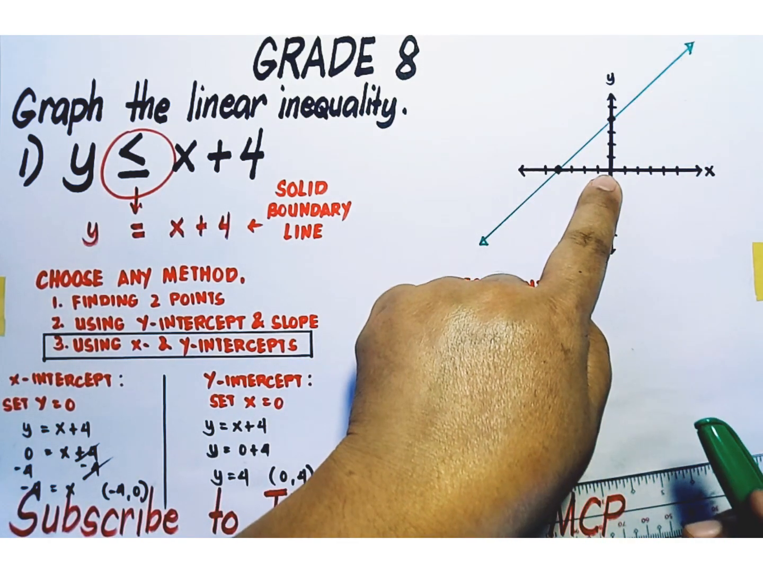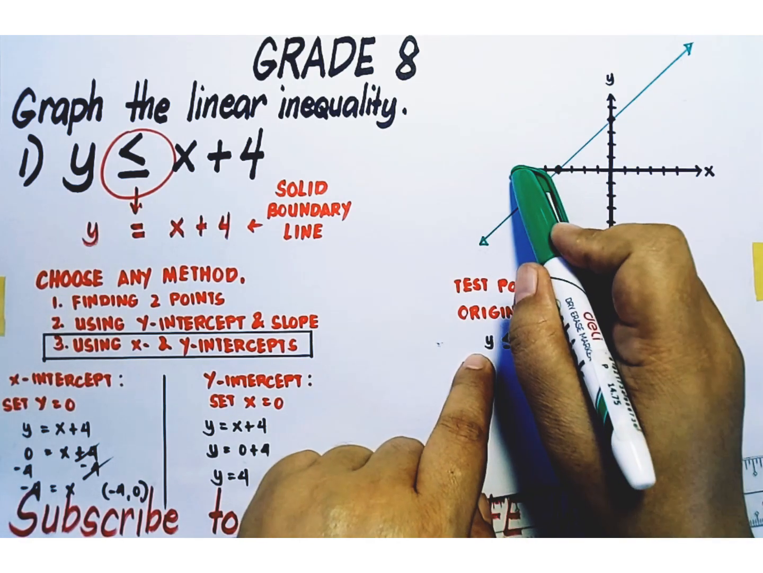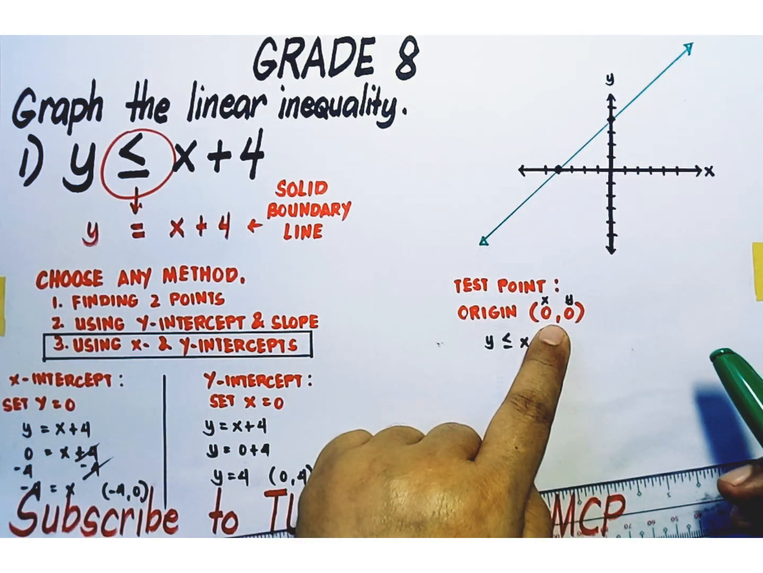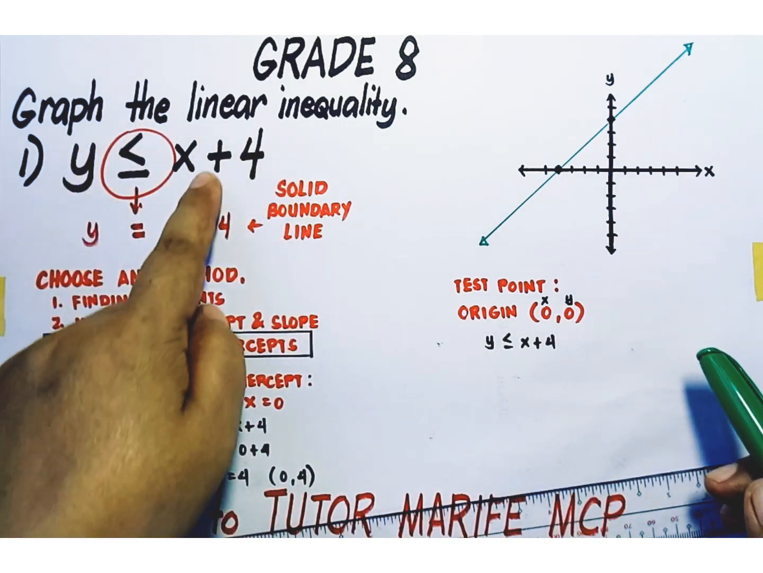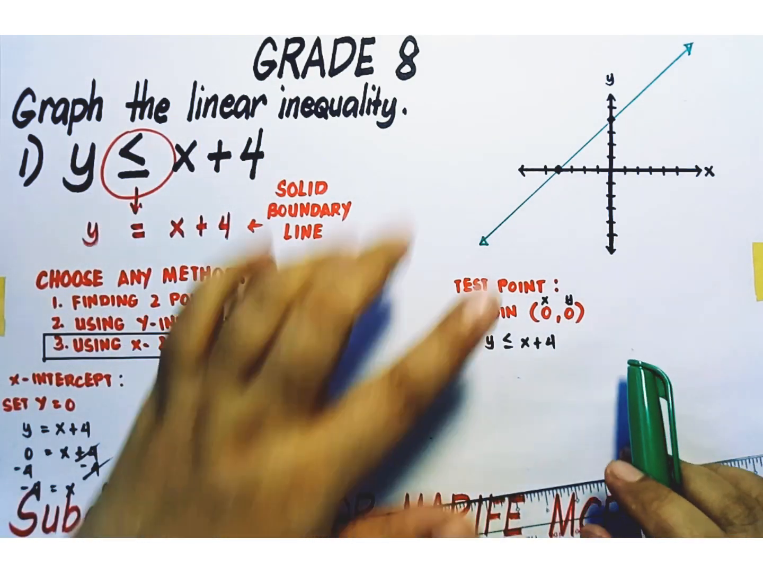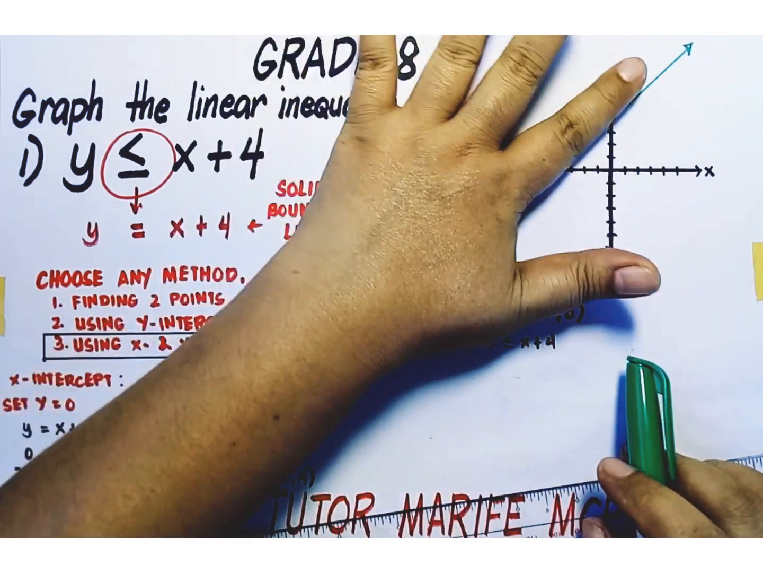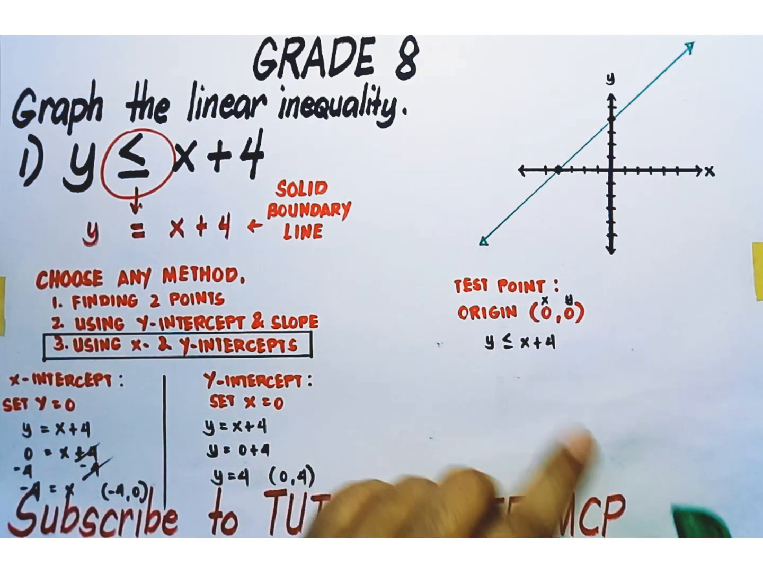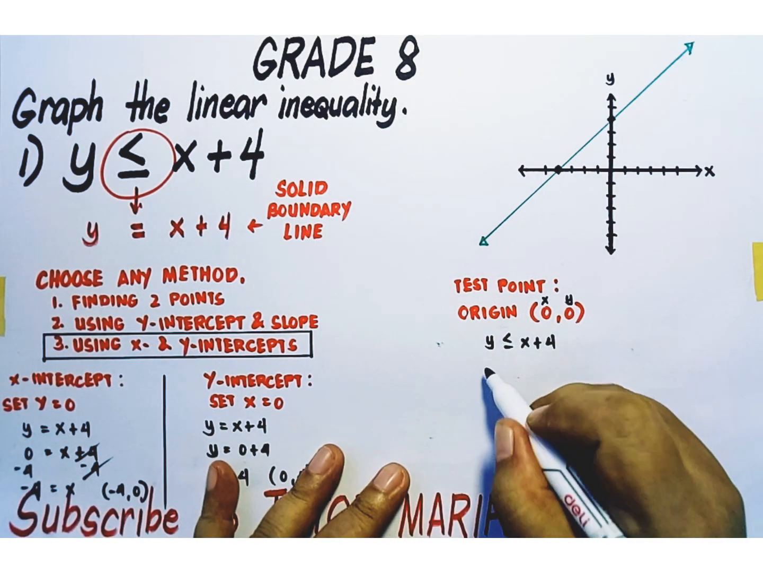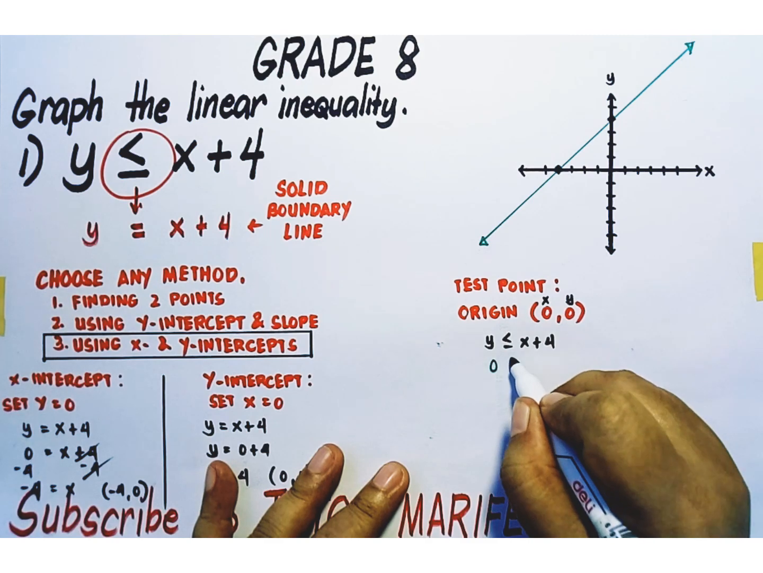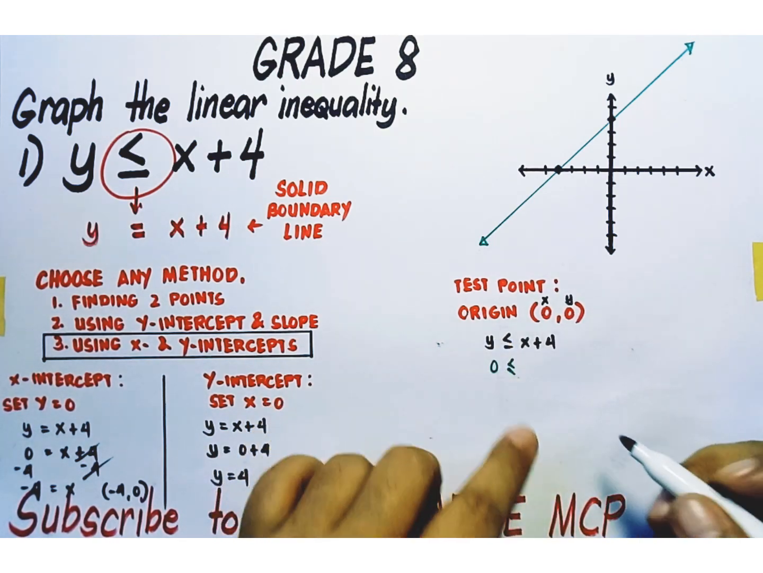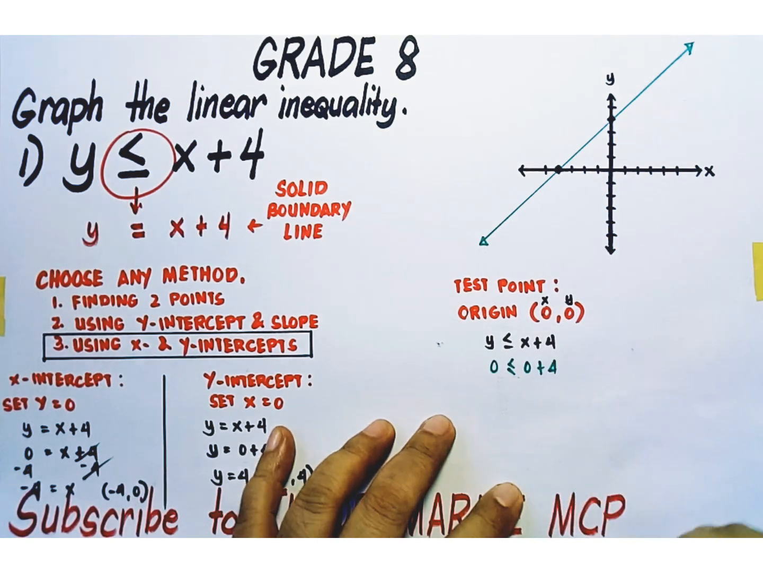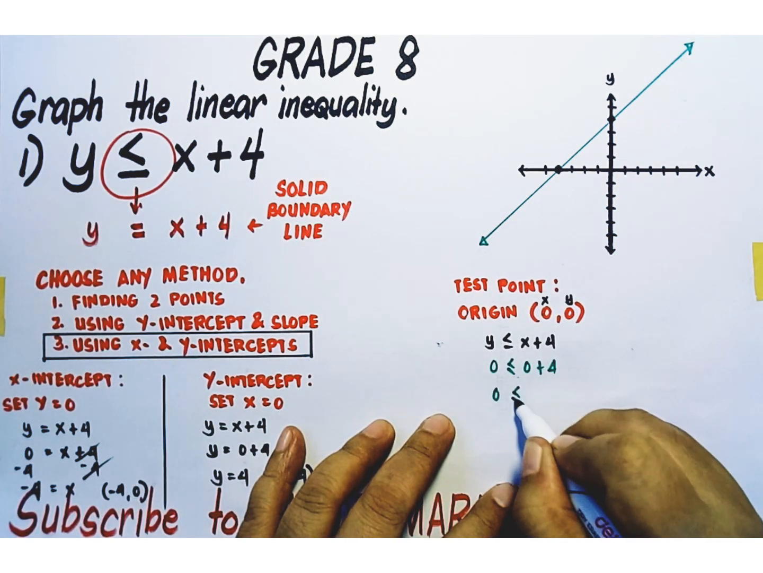This is the origin, the intersection of the x and y axes. If these coordinates do not satisfy the given inequality, then we are going to shade the region that does not contain the origin. Okay, so let's replace x and y with 0. Left side becomes 0, less than or equal to 0 plus 4. 0 is less than or equal to 4.